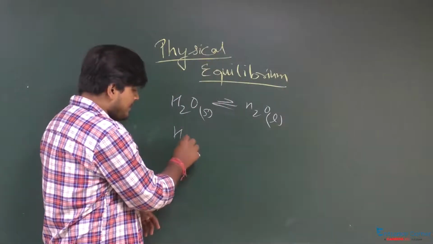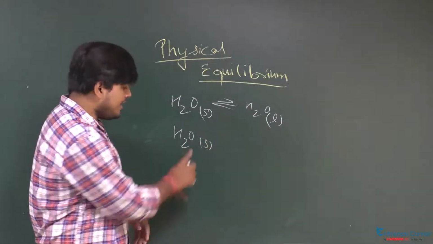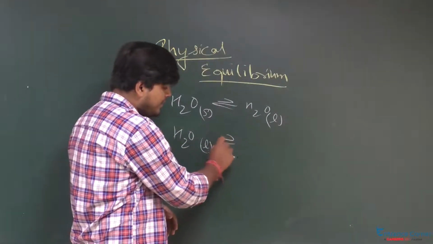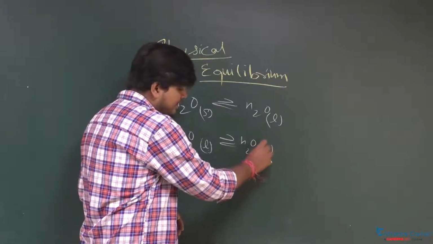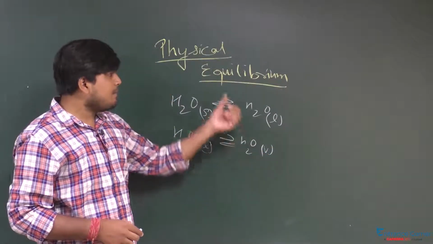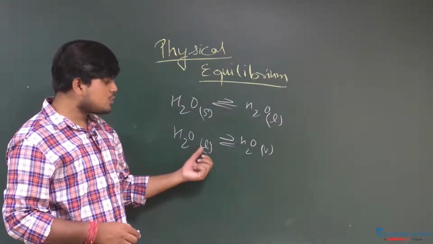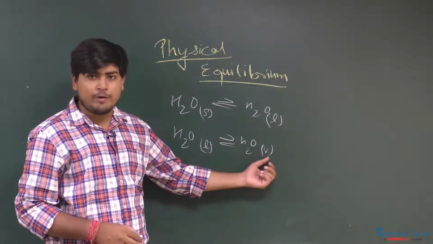We have more examples. For example, H2O solid, H2O liquid is in equilibrium with H2O vapors. This is also an example of physical equilibrium in which H2O liquid gets converted to H2O vapor.